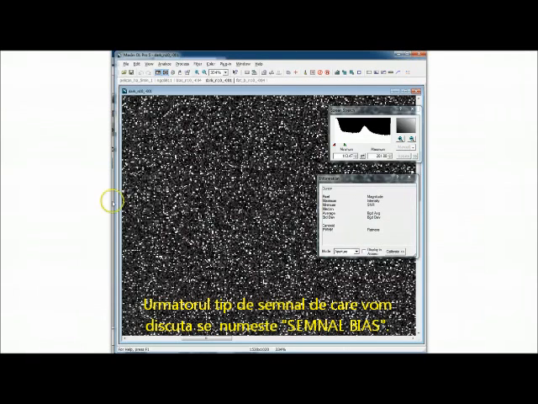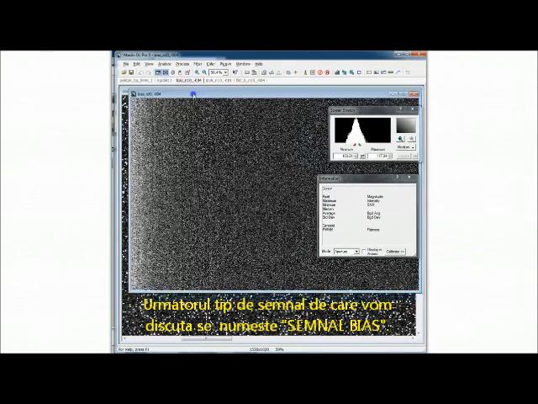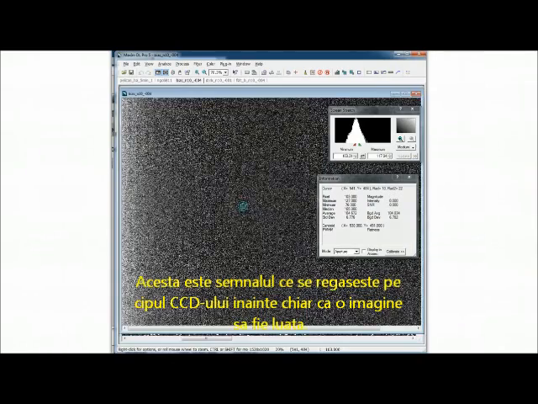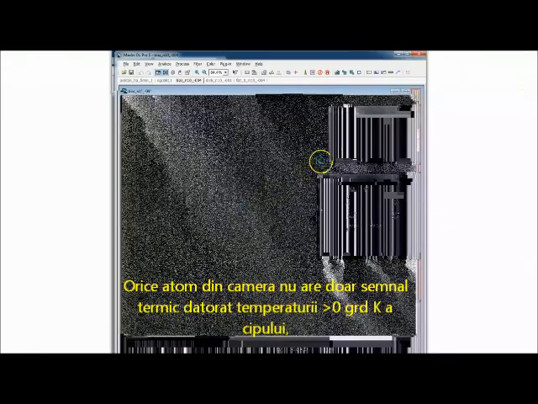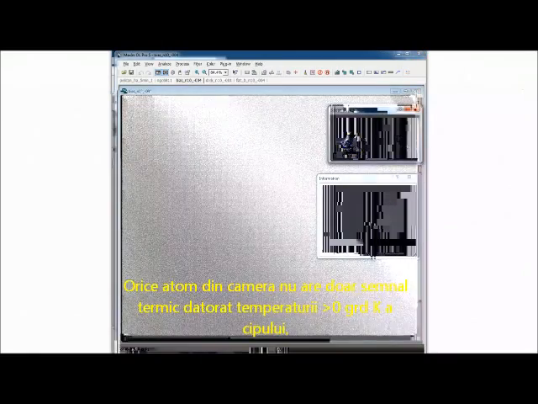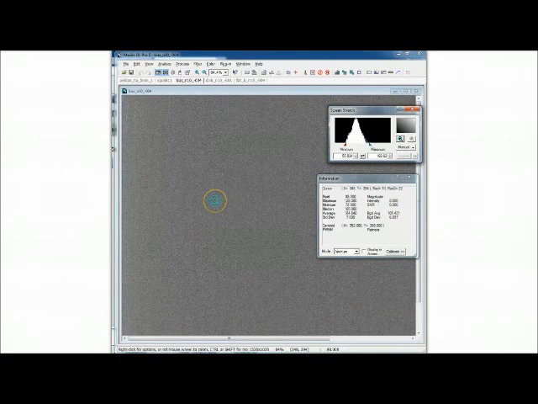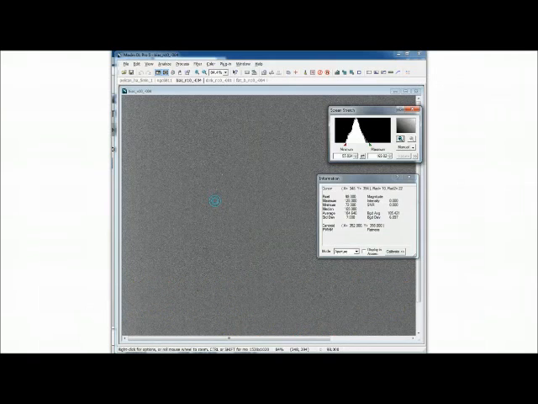The next kind of signal that we need to discuss is called the bias signal. This is actually signal information that is already on the CCD chip before an image is even taken. So every single vibrating atom in there not only has a thermal signal caused by the temperature of the chip, but it also has a signal just by random existence, in that electrons are bouncing around due to quantum mechanics. They bounce around and it creates a very low level signal.